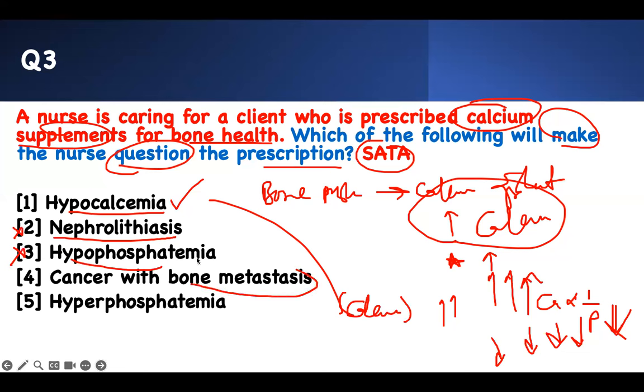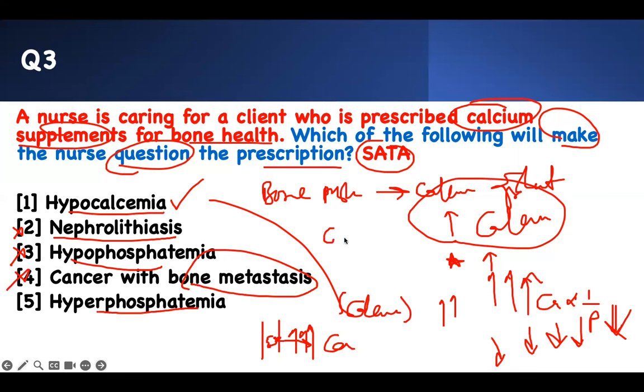Cancer with bone metastasis. This is your bone. If you have cancer there, it's going to chew your bone. And when it chews your bone, it releases your calcium. So it makes your calcium already high. If you have breast cancer that goes to your bone, your calcium is going to go high, hypercalcemia. If you have prostate cancer that goes to your bone, your calcium is going to go high. Therefore, test-taking strategy, critical thinking. If your calcium is already high, why would I give you a calcium supplement? I've got to question this.